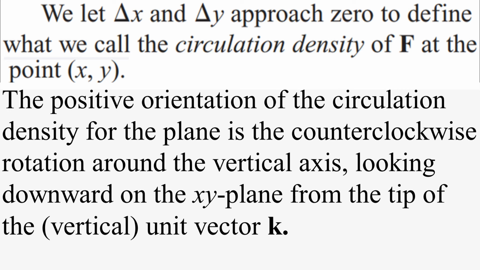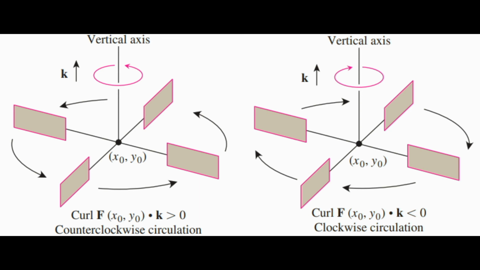The positive orientation of the circulation density for the plane is the counterclockwise rotation around the vertical axis, looking downward on the xy plane from the tip of the vertical unit vector k. The circulation value is actually the k component of a more general circulation vector, which is called the curl of the vector field f. For Green's theorem, we need only the k component that we have just discussed.